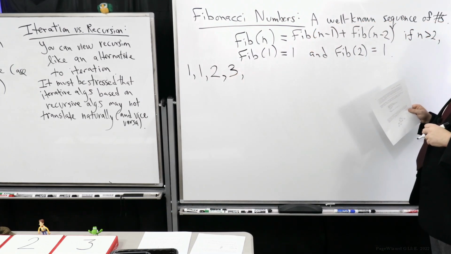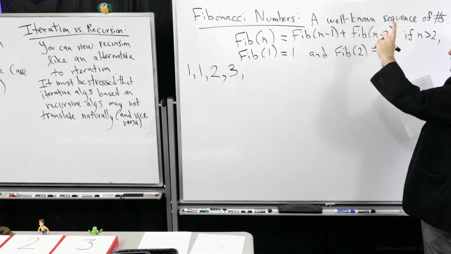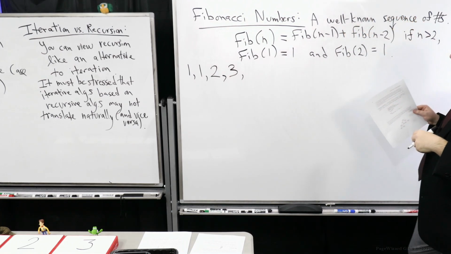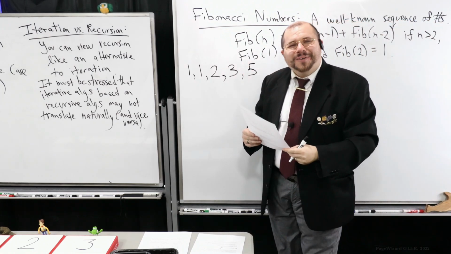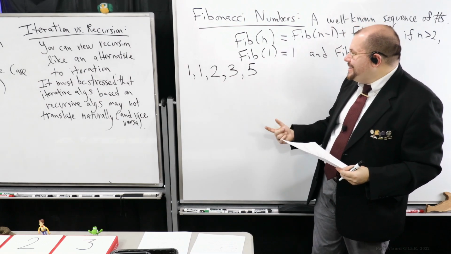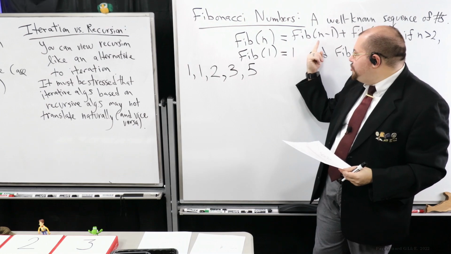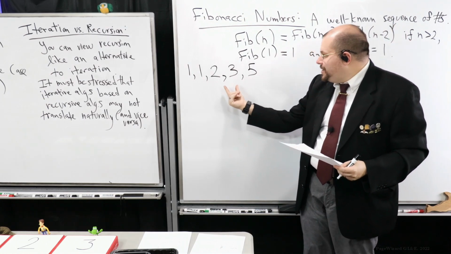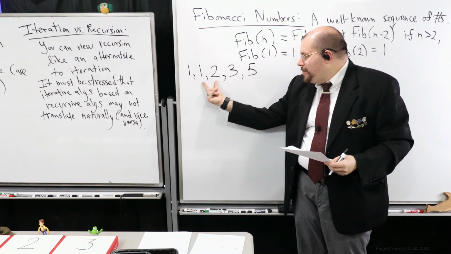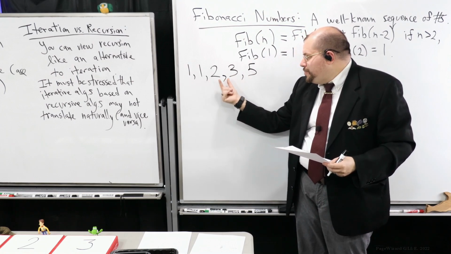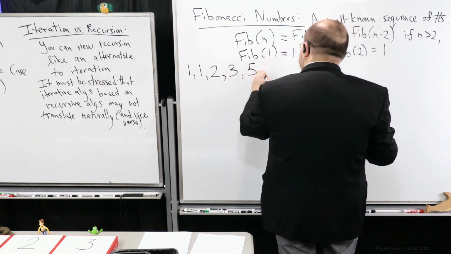How about the next one? Well, fib of 5 would be fib of 4 plus fib of 3, right? What's happening? Just keep it very simple. When I look at this 5, it was always because I added the two previous Fibonacci numbers. So 1 plus 1 is 2, 1 plus 2 is 3, 2 plus 3 is 5. And you can keep this process going as long as you like.